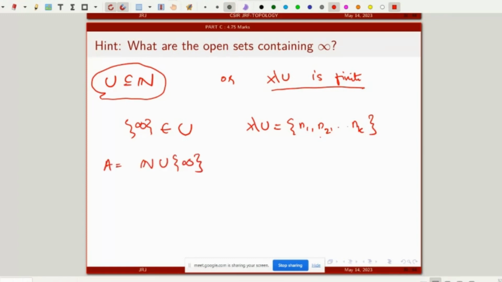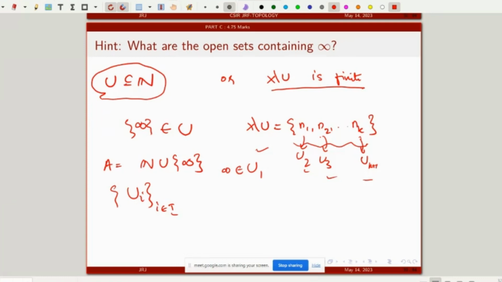So if we take an open cover for A, say Ui, i belongs to I, there will be one, say U1, where infinity belongs to that U1. Now only finitely many points are remaining. So now you can choose U2 which contains n1, U3 which contains n2, etc., Uk plus 1 which contains nk. So by these many open sets, we can cover the whole A. So this A will be a compact subset.